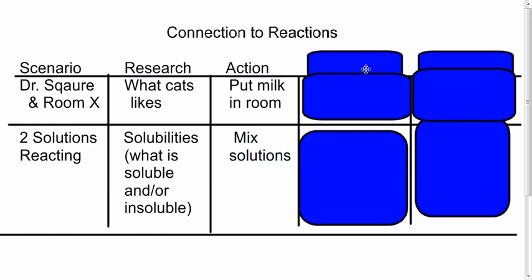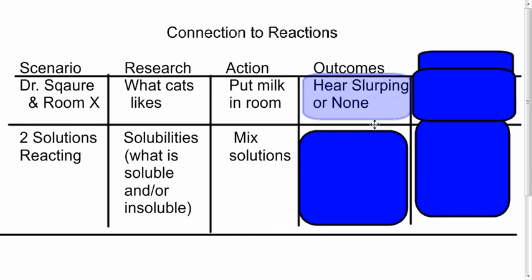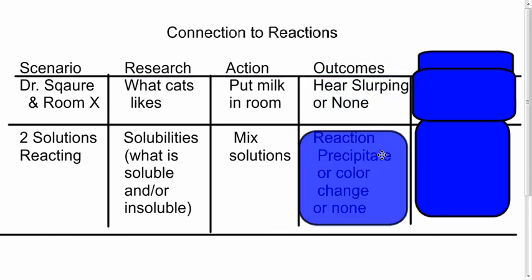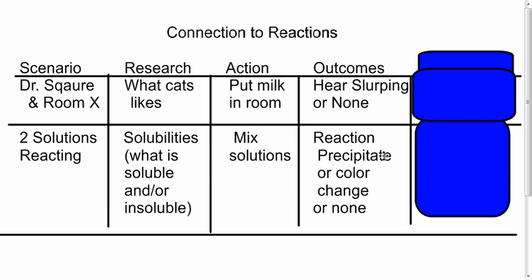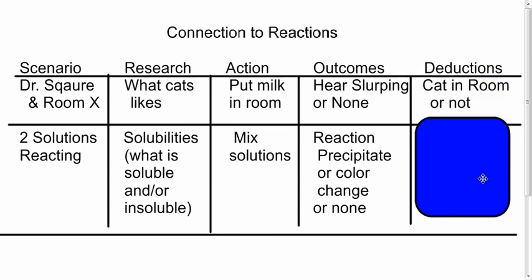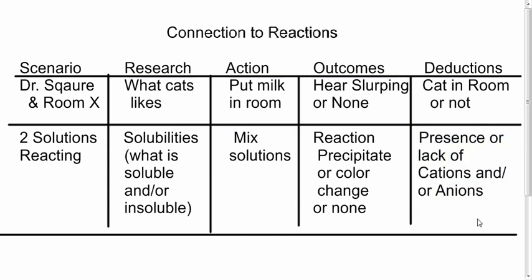He mixes them. The outcomes are basically whether he hears slurping or not, and with the solutions, it's whether or not there's a reaction. And the deductions that he can make are cat or not, if there's a cat in the room or not, and with solutions, whether or not certain cations and anions are present.